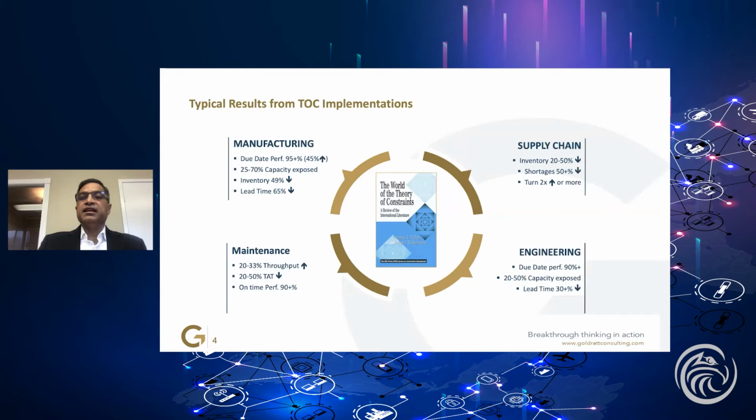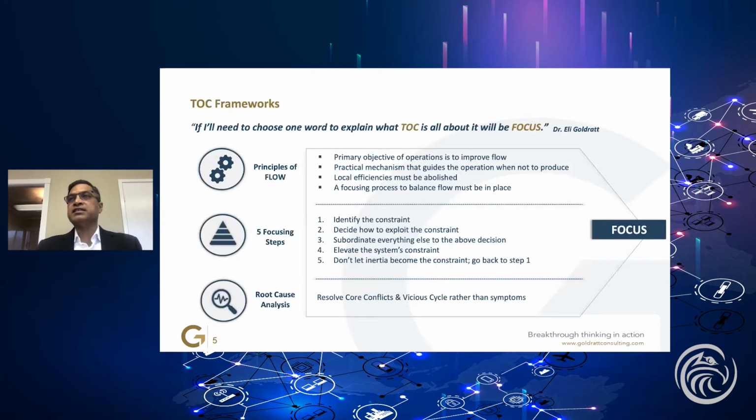Now, as I said before, I'm not going to spend a lot of time on the concept, but there are three fundamental frameworks inside TOC. And all these frameworks lead to one thing, which is focus, because in today's world, managers don't have the bandwidth to try too many things. So what TOC helps is to focus managers on a few high leverage things that can produce extraordinary results. The three frameworks in TOC are: one, the principles of flow, which talks about how to take any organization and improve the flow through the organization.